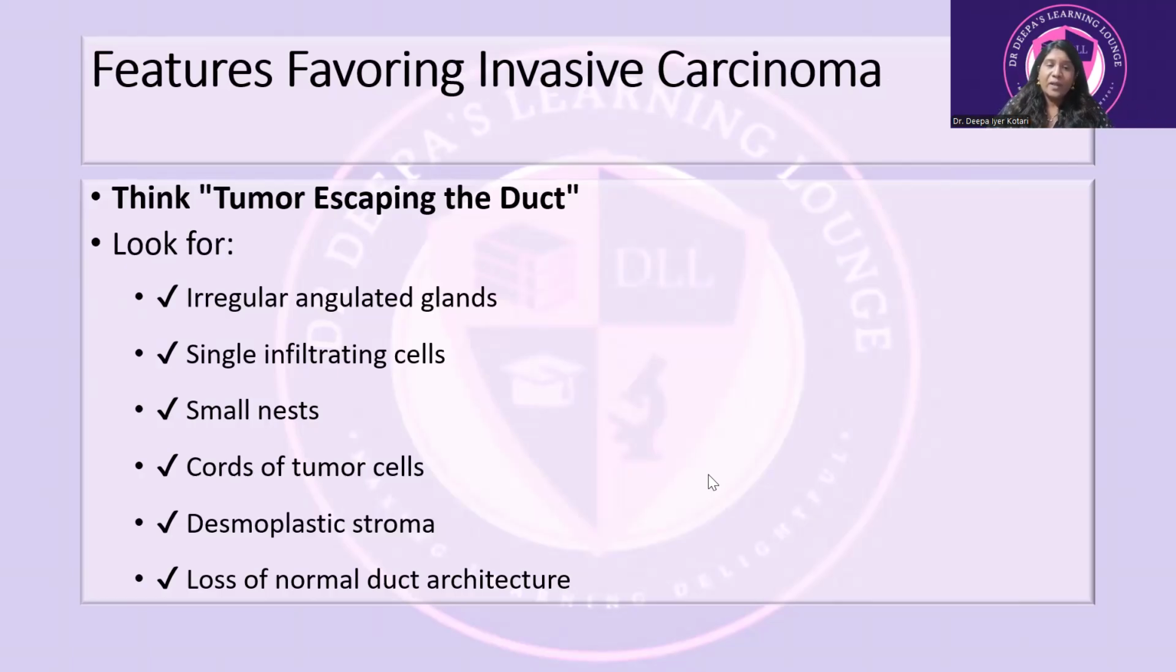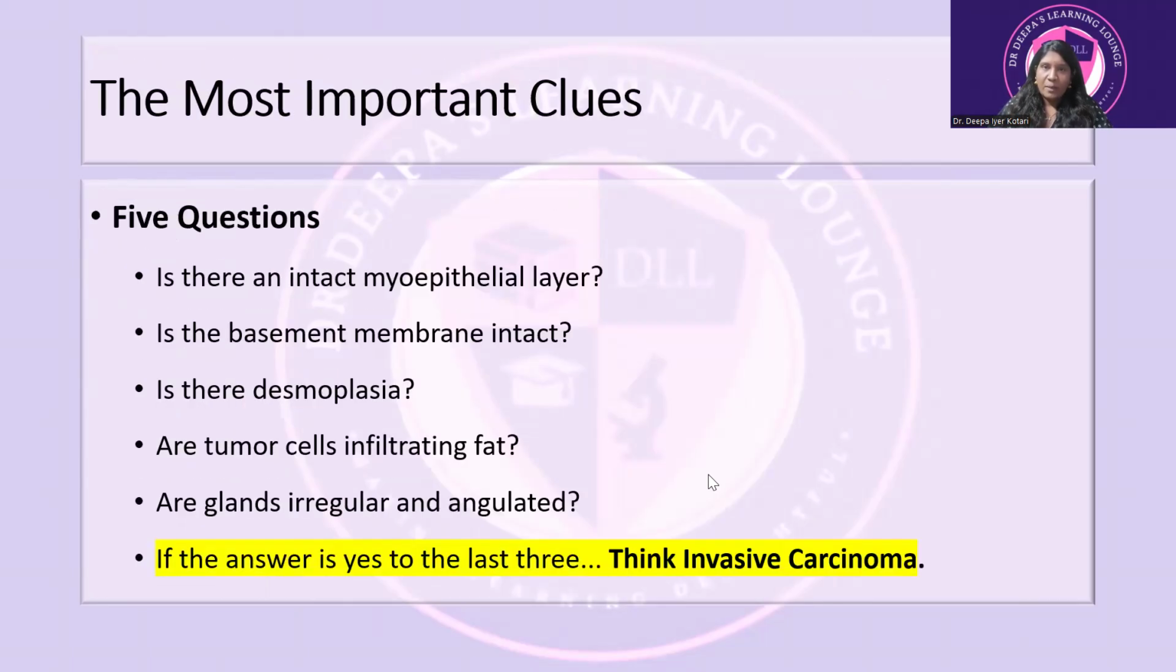If there is an invasive carcinoma, you have to think of it only when the tumor is escaping the ducts. Whether you see irregularly angulated ducts, or a single infiltrating cell in the stroma, or small nests here and there in the stroma, or cords of tumor cells escaping the duct, or too much desmoplasia around the ducts or loss of normal architecture, think of an invasion. Am I clear?